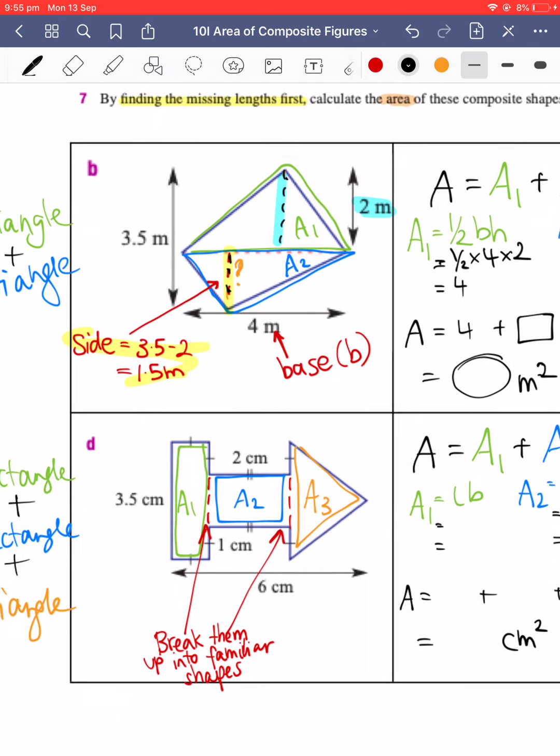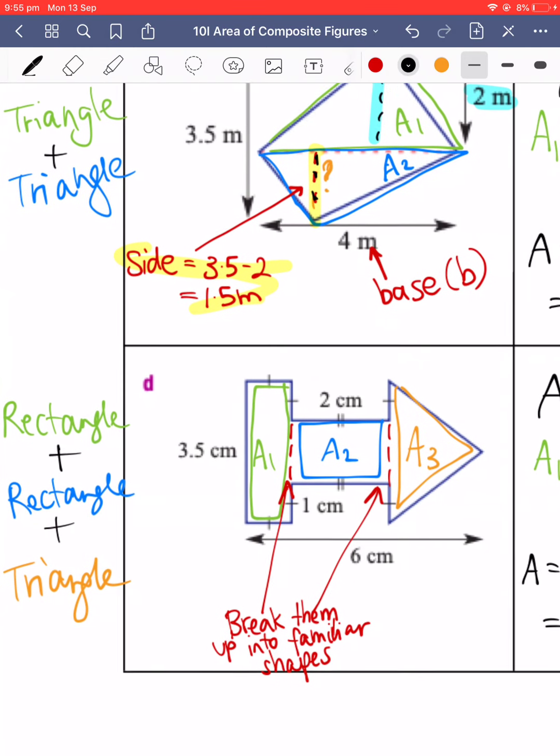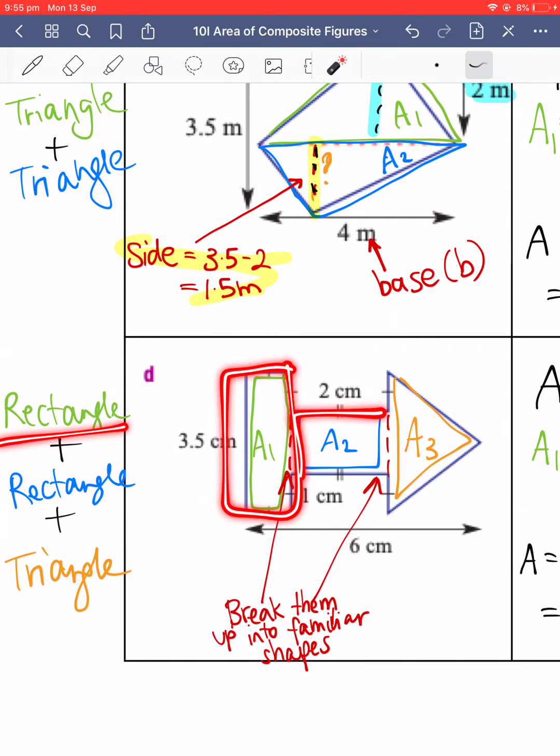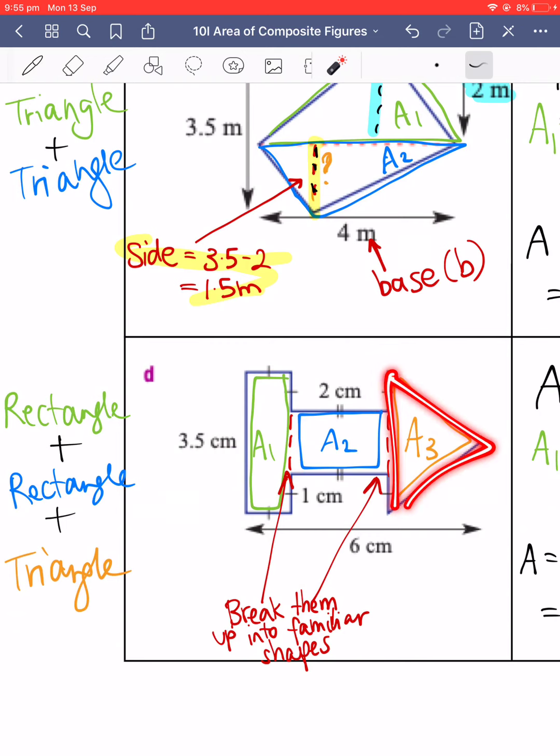So again, we are calculating that missing length if we need. And in this one, what I've done here is I've broken it up into some shapes that I know, some familiar shapes. I have a rectangle, I have another rectangle, and I have a triangle. The only thing, I have these sides, beautiful, but I don't have this much for my triangle. So let's work on making sure that we have all the sides for each of these first.